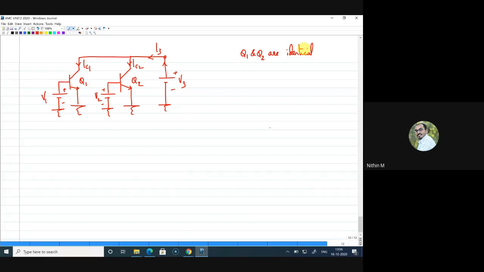So these two are identical is one condition, and assume both are in active region also. Both operate in active region. Now the question is to determine what is this difference V1 minus V2 if IC1 is equal to 10 times IC2. So you are asked to determine V1 minus V2 if IC1 is equal to 10 times IC2. It's a simple exercise so that we will be familiar with the current equation of BJT.